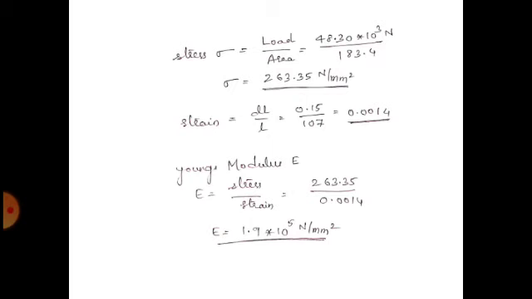0.0014. So if you calculate Young's modulus, it is stress divided by strain. Stress is 263.35 and strain is 0.0014. So Young's modulus within elastic limit is equal to 1.9 into 10 raised to 5 Newton per mm square. So similarly calculate stress and strain values for all the readings, all 21 readings.